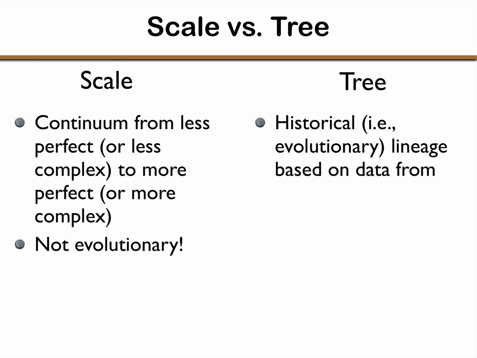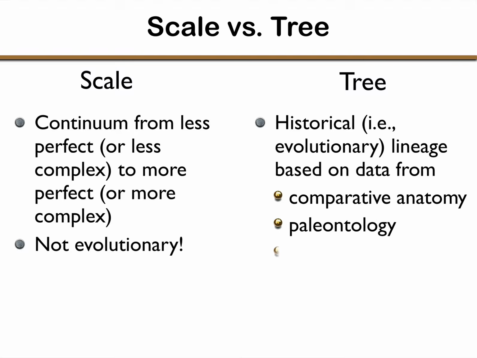The phylogenetic tree, on the other hand, is historical, meaning it's evolutionary. It's a historical lineage based on data from a whole variety of fields, including, not necessarily limited to, comparative anatomy, paleontology, molecular genetics, and guess what? Behavior. And that's why we're including this short section on the phylogenetic scale versus the phylogenetic tree.